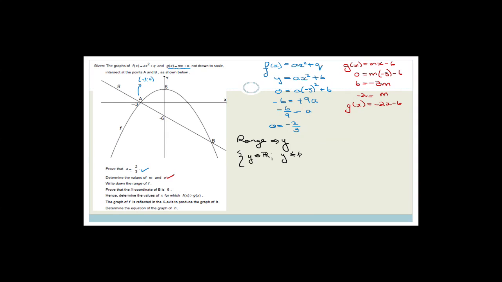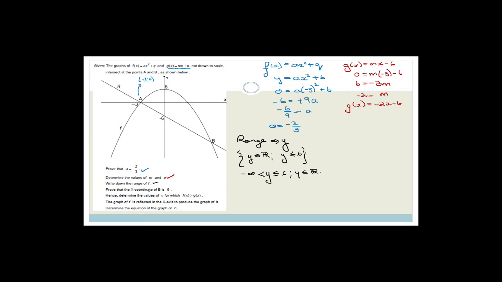Okay, why is that? Well, if you look at it, can you see that it starts at 6 and it goes down? So forever as we go down, there is a y value, but anything above the 6, the graph does not exist. Another way you could have written this is y is smaller than or equal to 6 and bigger than negative infinity, for y an element of real values. Okay, so there we go.